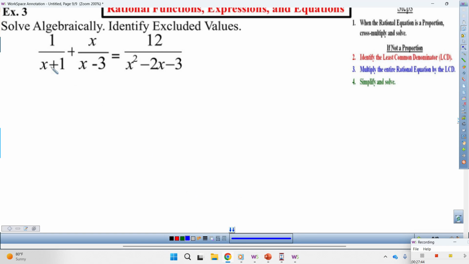Okay, here we go. Example number 3. 1 over x plus 1 plus x over x minus 3 equals 12 over x squared minus 2x minus 3. So, question, is that a proportion? No, it's not, Mr. Q. So that means we need to find our what? L.C.D. Go over here to the right. My denominators are x plus 1, x minus 3, and x squared minus 2x minus 3.